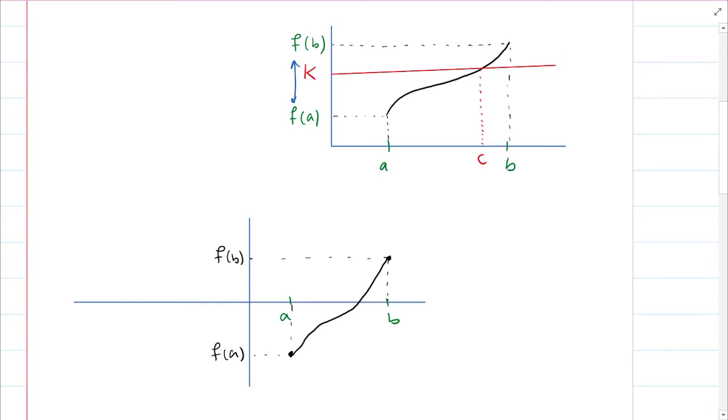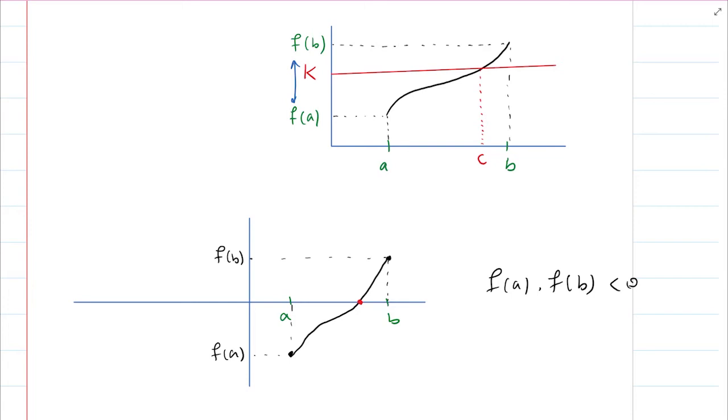And remember, when a function crosses the x-axis, the function has a root. So as long as f of a times f of b is negative, and it could be the opposite, it could be the other way, f of a is positive, f of b is negative. As long as when you multiply them you get a negative sign, that means they have opposite signs, then the function has at least one root between a and b. So that's a nice property.